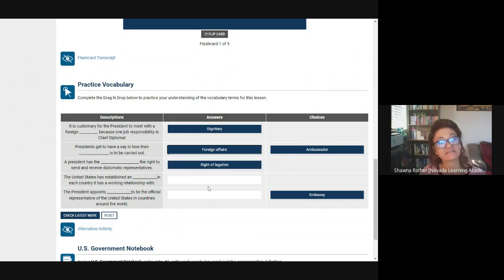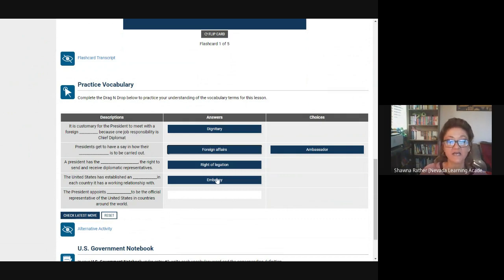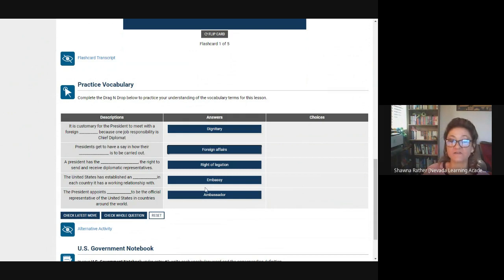The United States has established a blank in a country it has a working relationship with, and that would be an embassy, offices, and residency. And the president appoints an ambassador to be an official representative to the United States and countries around the world. So hopefully you have that completed on your course arc. And now we're going to move over to our notebook.